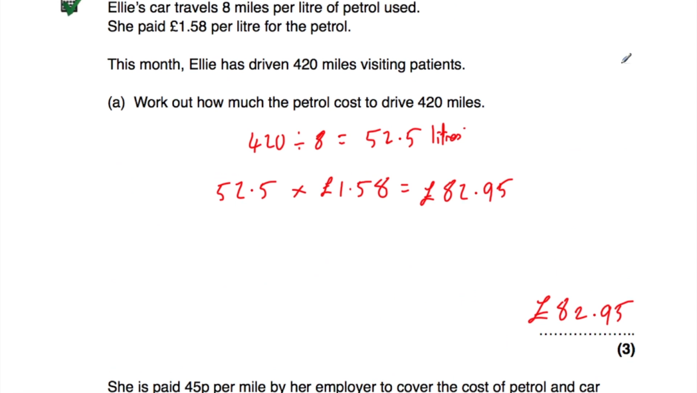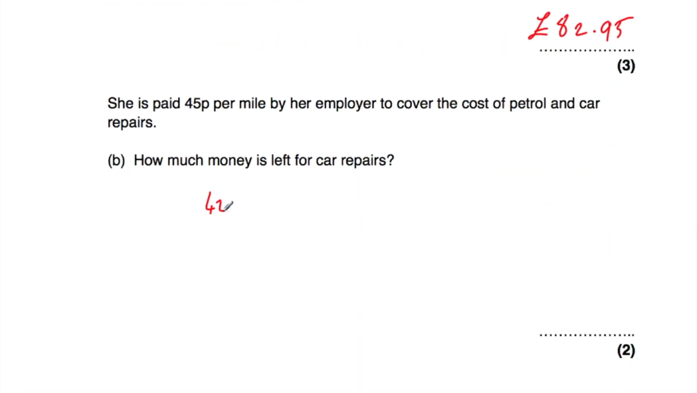So she drove 420 miles. So what we're going to do is we're going to multiply 420 by 45p, because that tells us how much money she gets from her employer. For every single mile, she's given 45p. So 420 multiplied by 45 is equal to 18,900 pence, or we can change that into pounds by dividing by 100, so that would be £189.